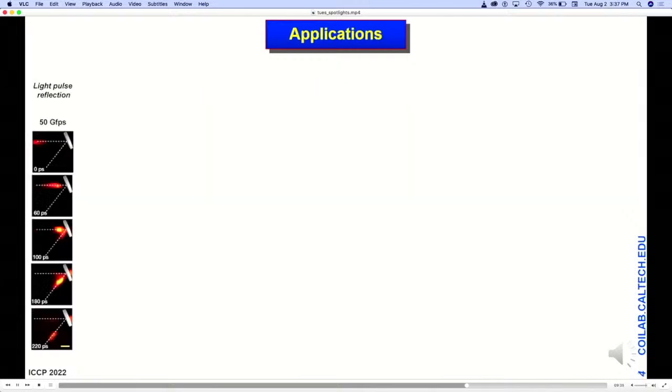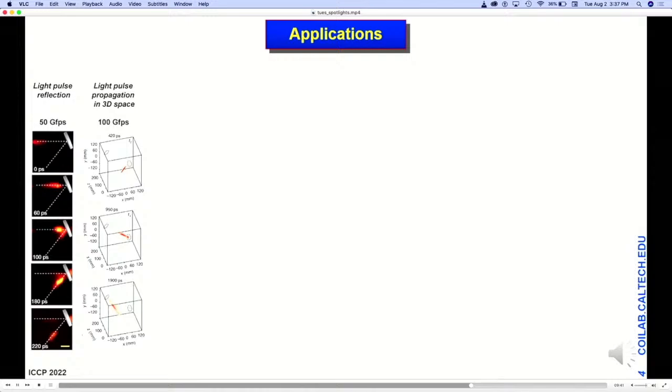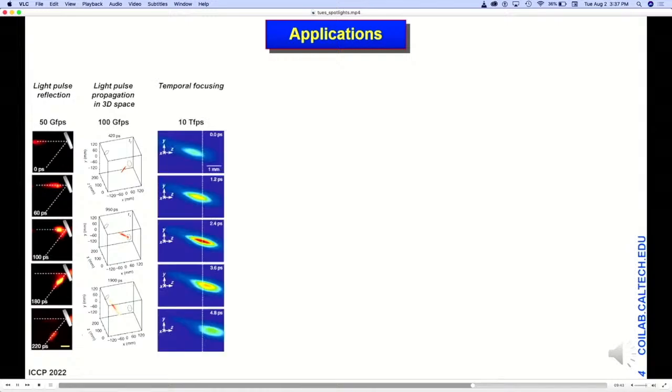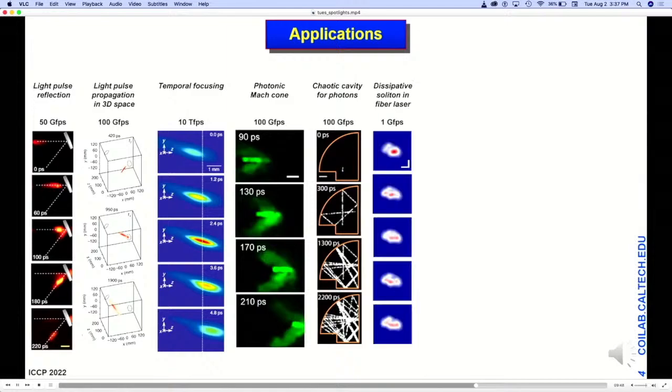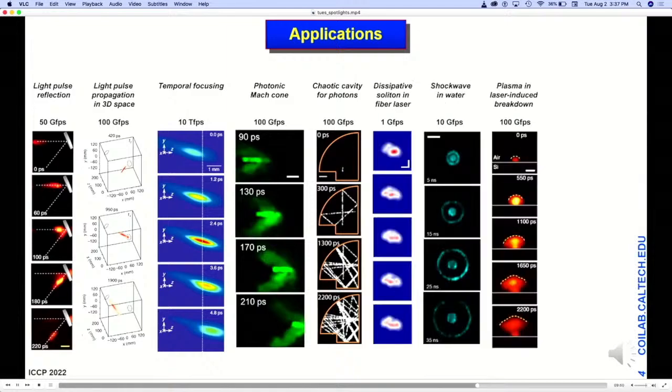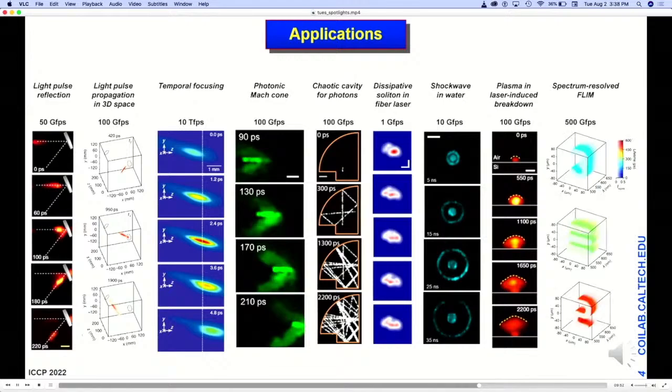We applied CUP in real-time imaging of many ultrafast phenomena, such as light pulse reflection, light pulse propagation in 3D space, temporal focusing, photonic Mach cone, optochaotic system, dissipative soliton, shockwave, plasma in laser-induced breakdown, and single-shot fluorescence lifetime imaging microscopy.